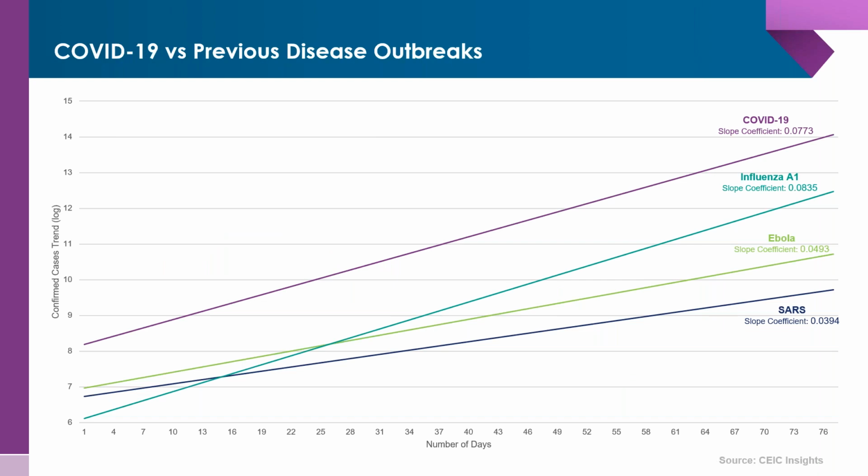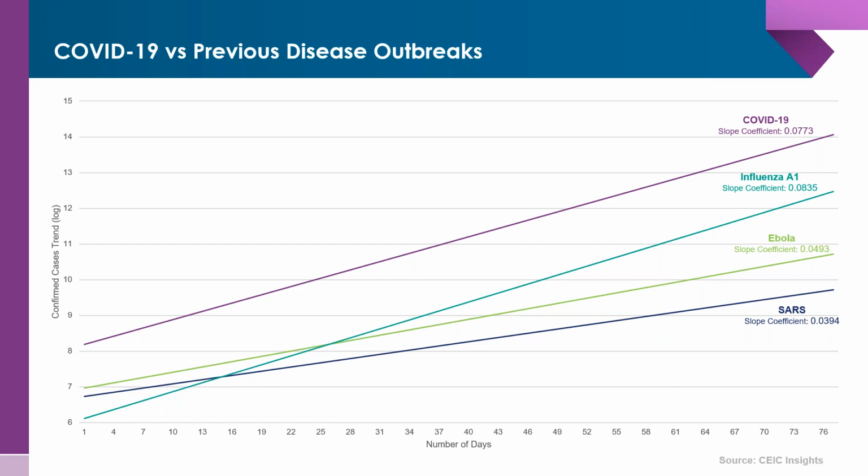And before I continue with the economic impact of COVID, I just want to show you two charts very quickly that compare the COVID-19 outbreak with some of the disease outbreaks in the past, because there are still such comparisons that we can see. So this is the trend of the COVID confirmed cases around 80 days since it began, compared to three of the other recent disease outbreaks: influenza A1, Ebola, and SARS, for the same period.